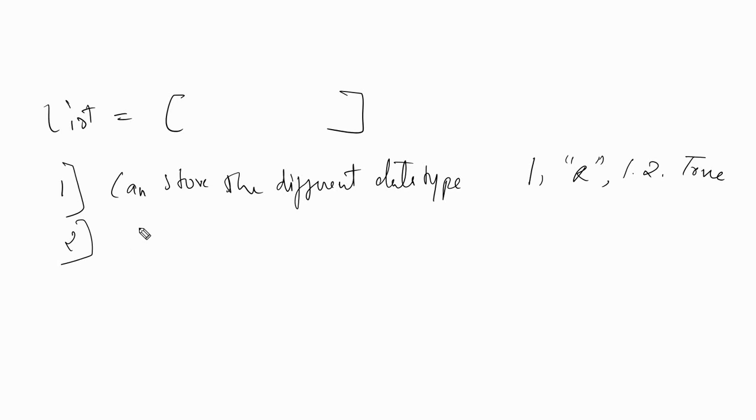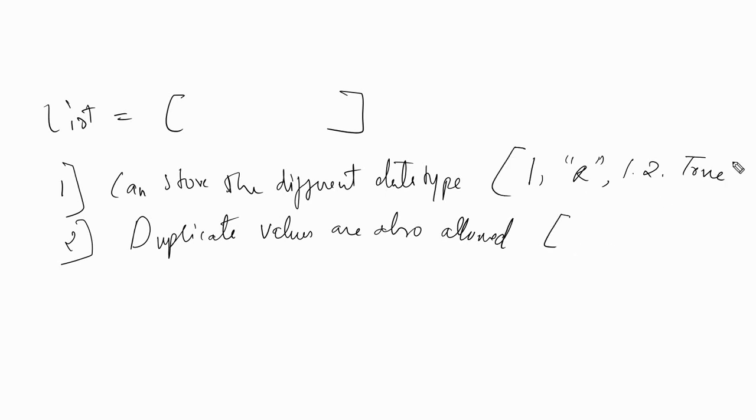The second point is, even in the list, duplicate values are allowed. Okay, so even if I write 1 comma 1 comma 1.1 comma 1.1 and this, duplicate values are also allowed.